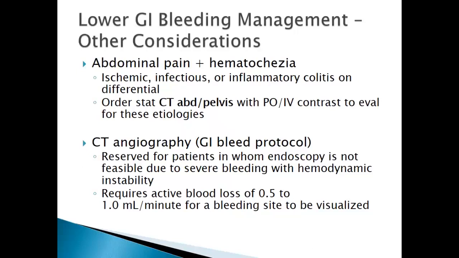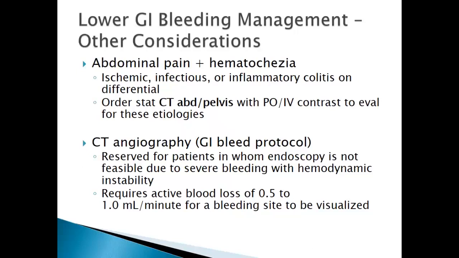CT angiography, or I think it's called a GI bleed protocol order here, is generally reserved for patients in whom endoscopy is not feasible due to severe bleeding with hemodynamic instability. So in general, you're probably not going to order that without talking to us, because we still might want to treat those patients like an upper GI bleed, and we generally will by having a look from above first. If they're completely unstable, so they have a bleeding arterial lesion and we can't get them to scope, or they're definitely not going to be tolerating colyte after the initial upper endoscopy, that's when you consider a CT angiography.